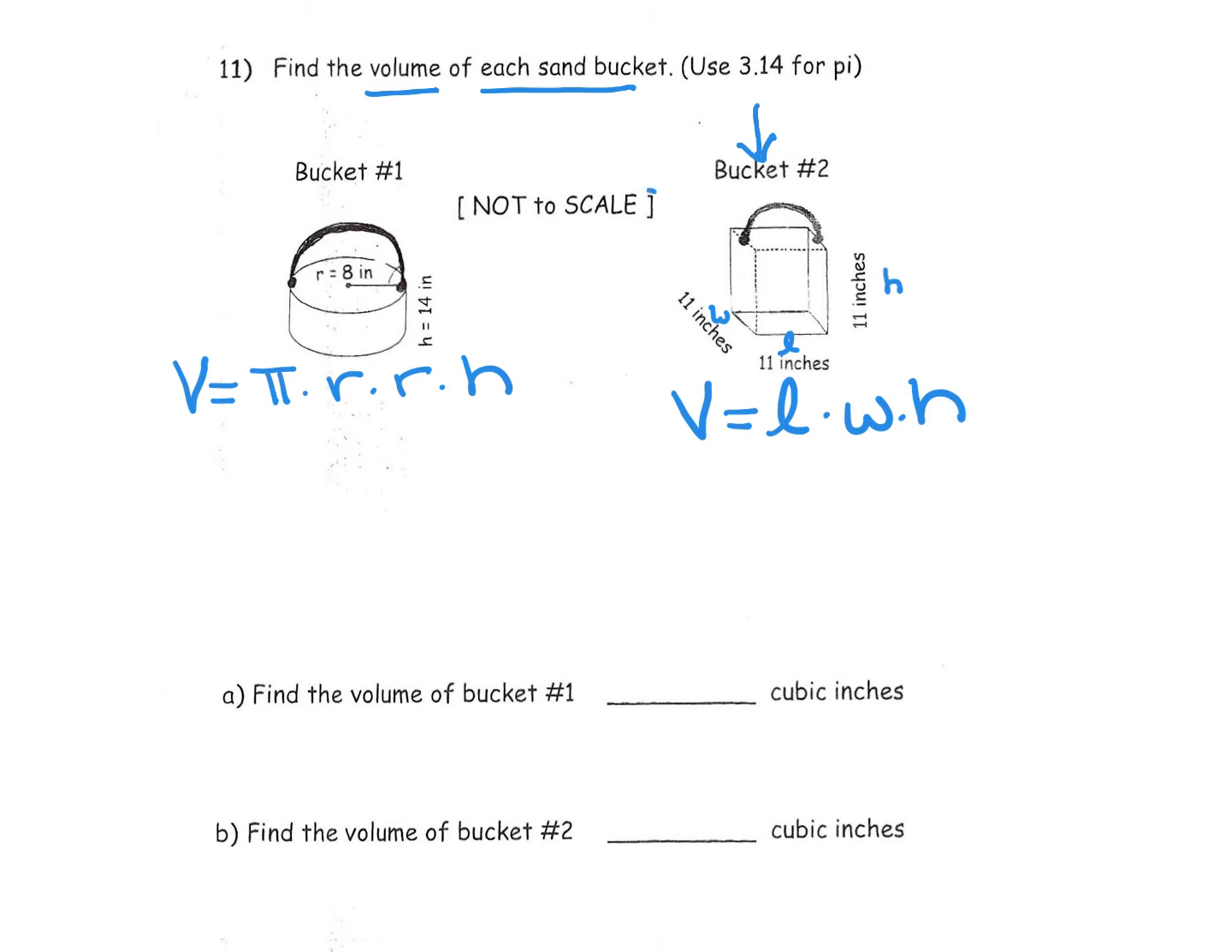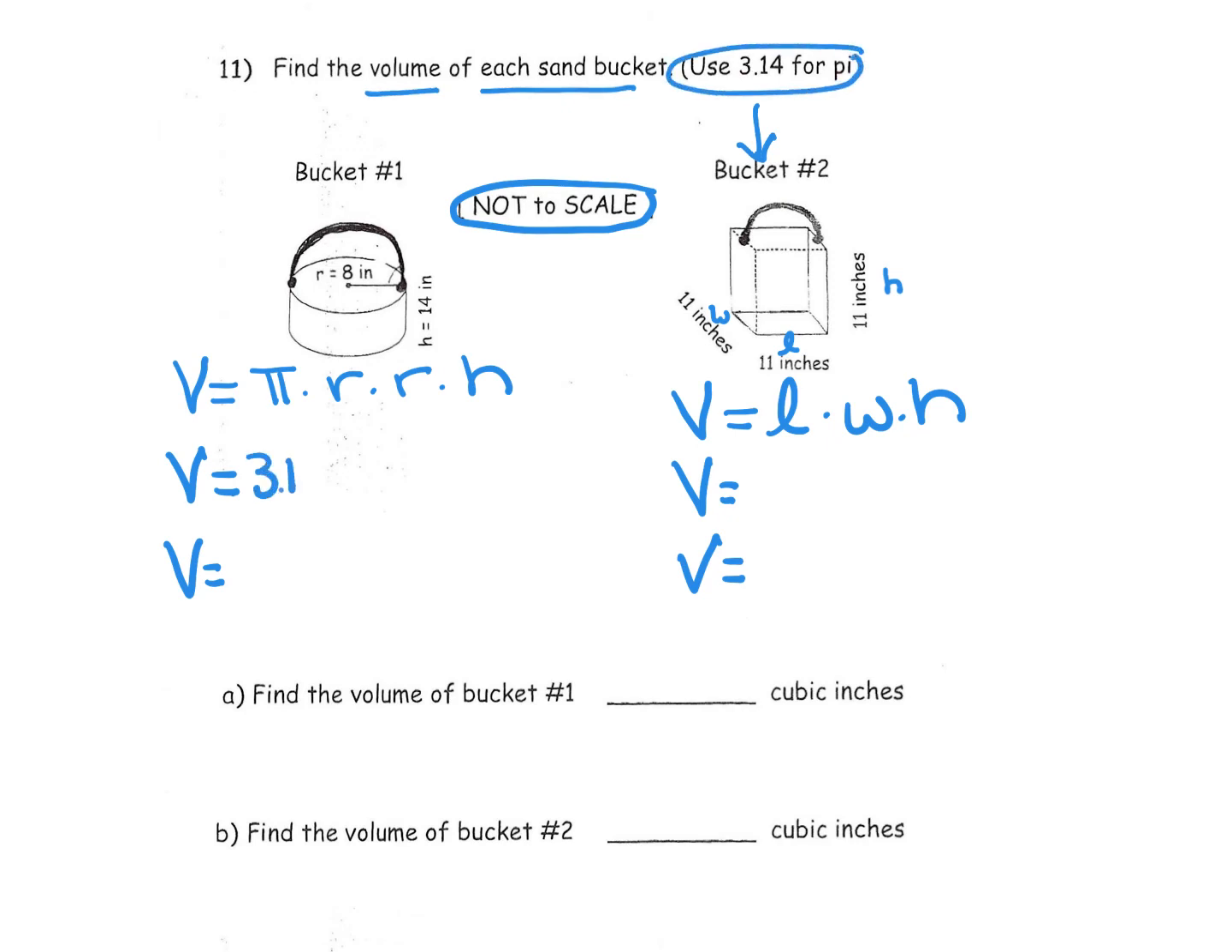Now these drawings are not to scale. So don't decide based on which one looks bigger. You're going to calculate the volume of each to see which one is actually bigger. And then you'll find the difference in each of the volumes. When it comes to the cylinder, pi should be 3.14 times a radius of 8 times 8 times an overall height of 14.